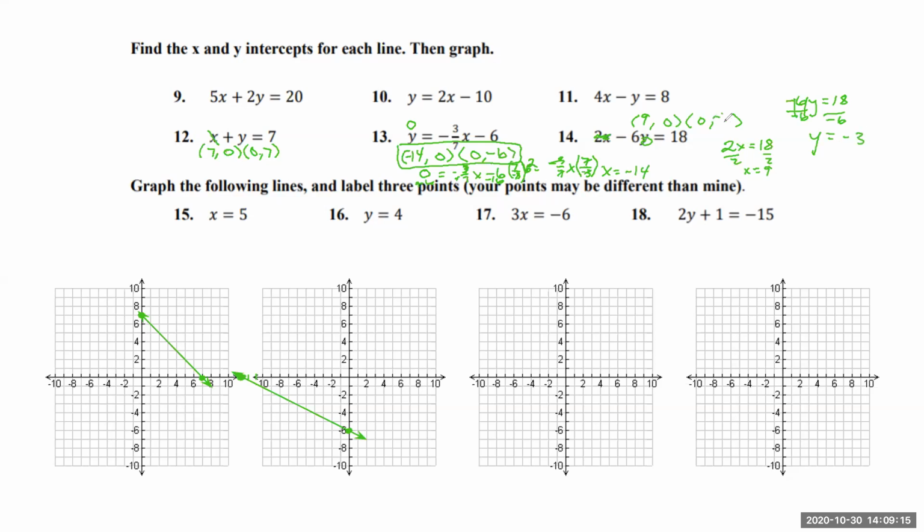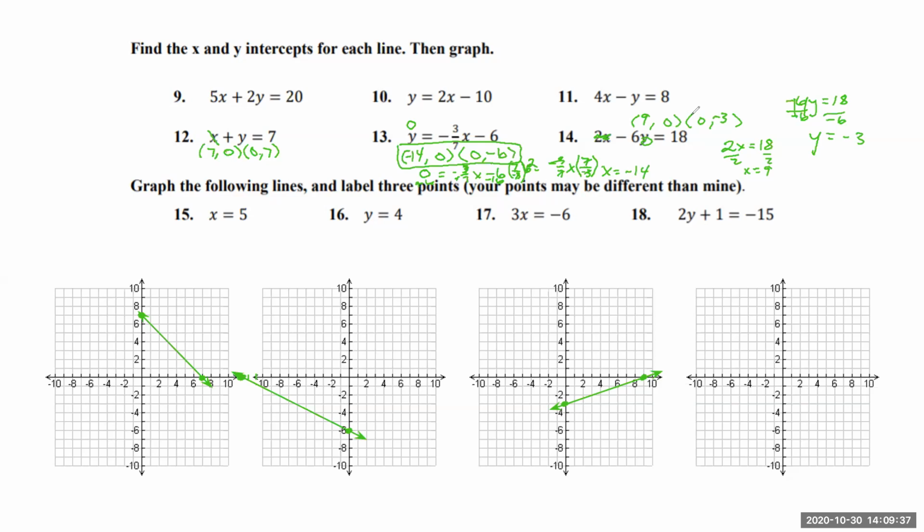So now we have our 2 points. We're just going to graph it. So our first one is 9, 0. So it's that point right there. And then 0, -3, which is that point right there. We're just going to draw the line. There we go.